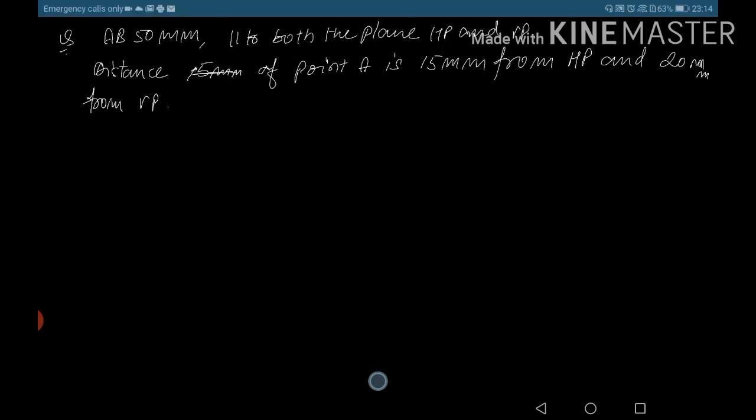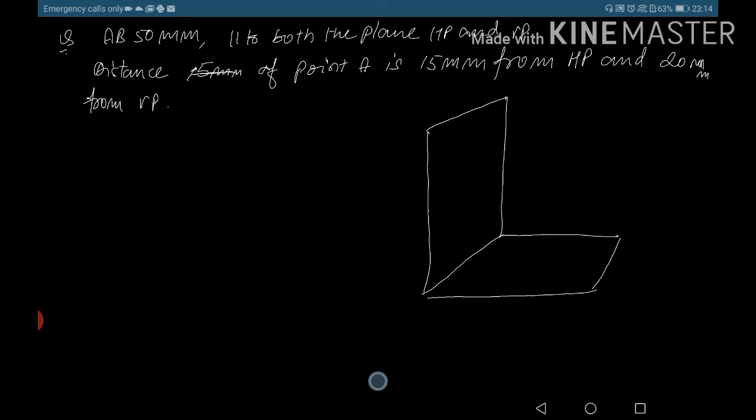Since I'm just giving you a rough picture of what they are saying, we are having two planes, one is HP, and we have drawn a line AB which is parallel to both the plane. The condition is this: since when a line is parallel to both the plane, it means its distance, this distance and this distance will remain same. Okay, and this distance and this distance will remain same.